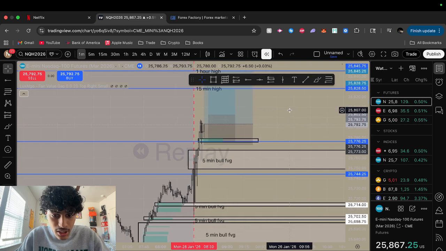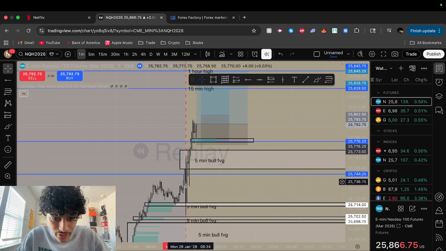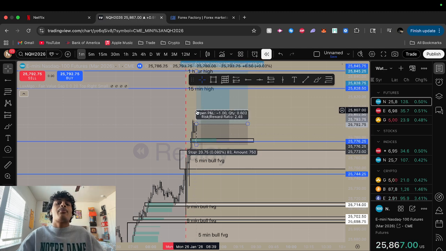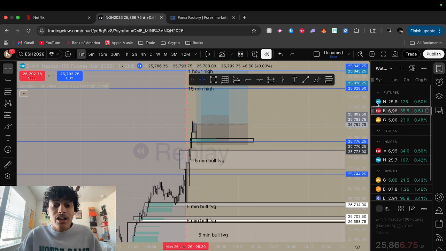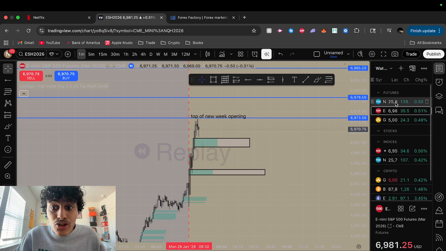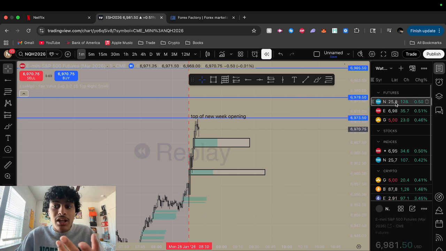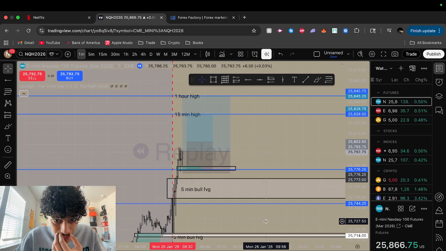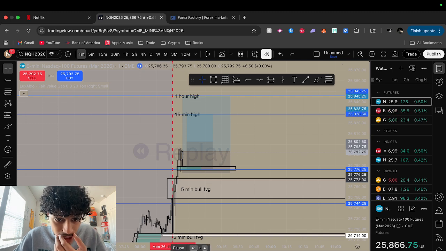The reason being, as you can tell, we swept 5-minute liquidity, filled in the bullish value gap, created a 5-minute bullish value gap, filled in a 1-minute bullish value gap on the trend, and got a reaction out of it. And on ES, we haven't taken out any major draws on liquidity yet. So to me, this would have been a really, really green entry. And honestly, I probably should have taken it, but I didn't.